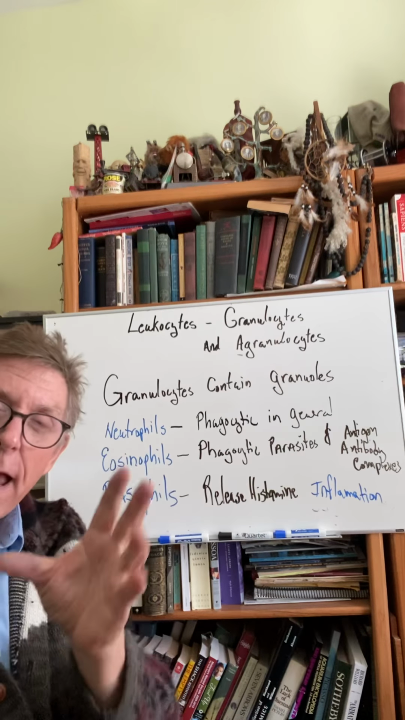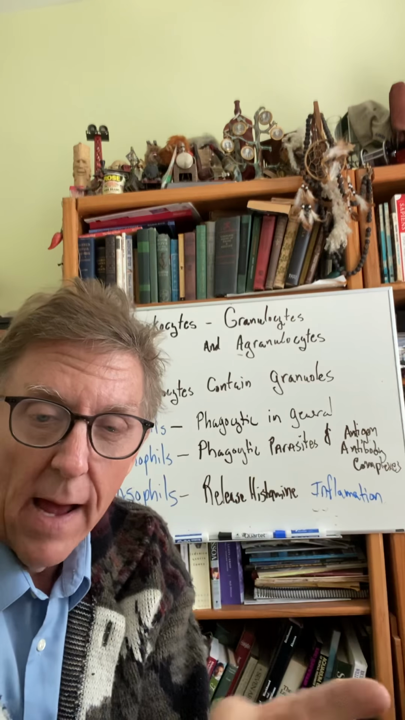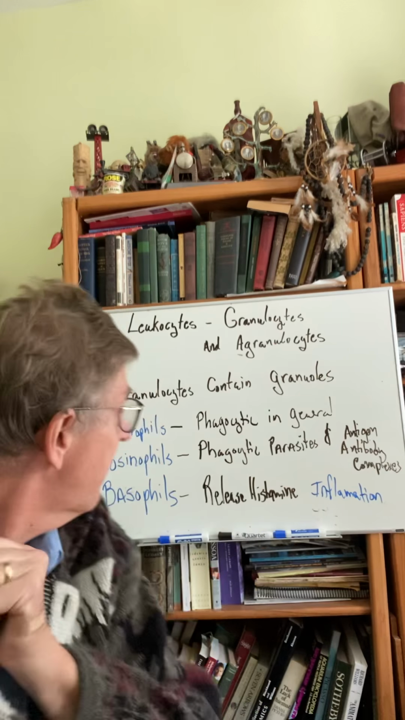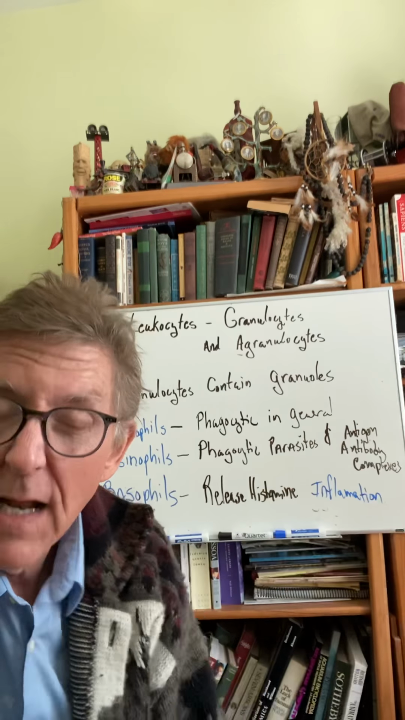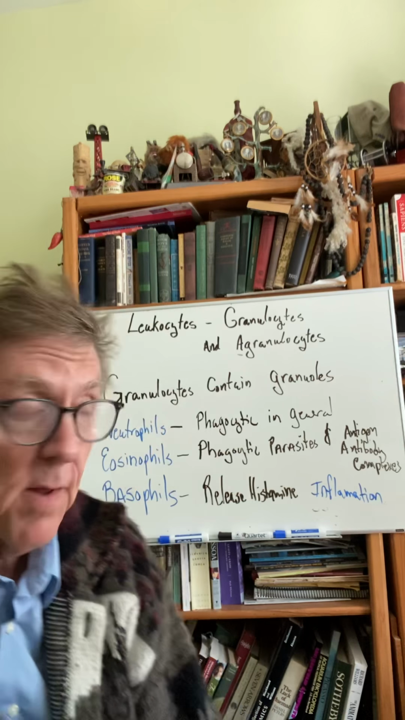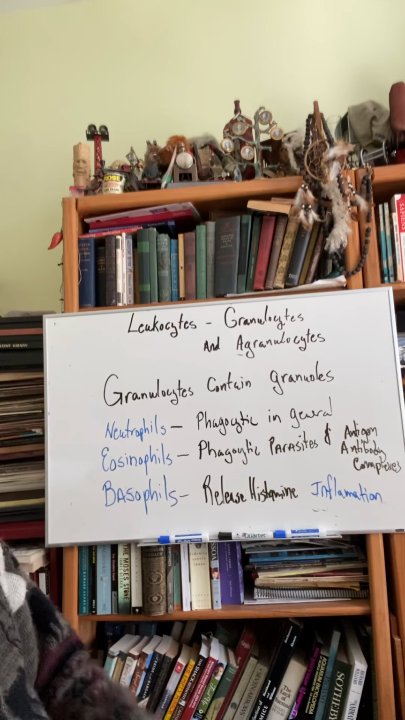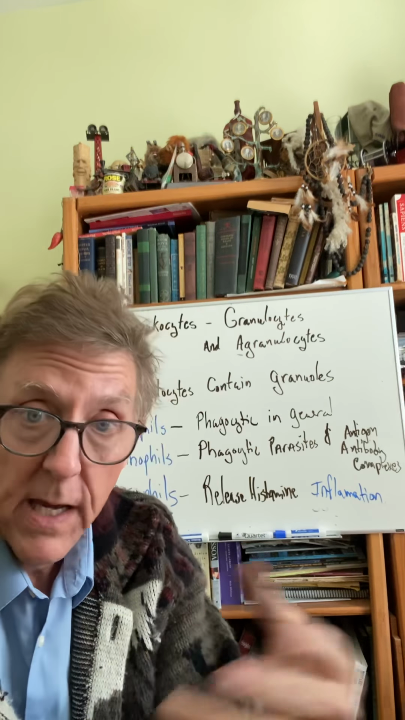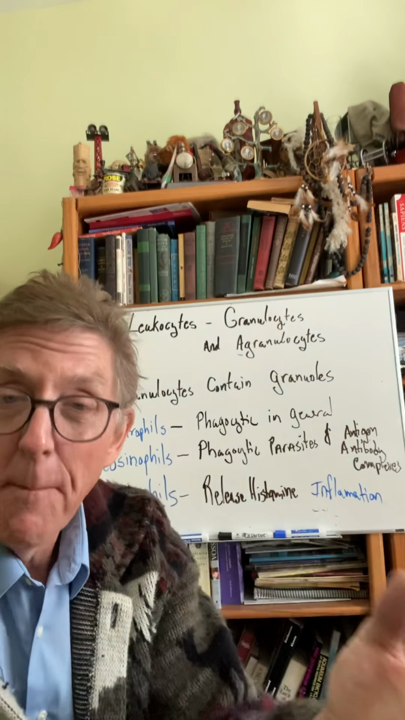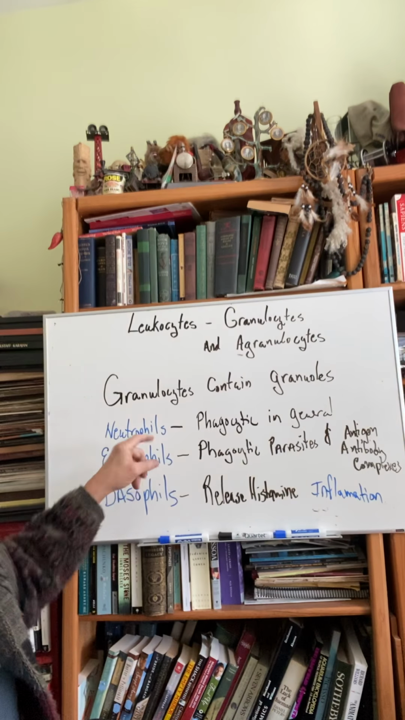So the granulocytes are white blood cells, leukocytes that have granules. And all of these leukocytes are going to have very specific jobs. The one that is the most common, if you do a blood smear and you look at white blood cells, about 50% of them are going to be what we call a neutrophil.